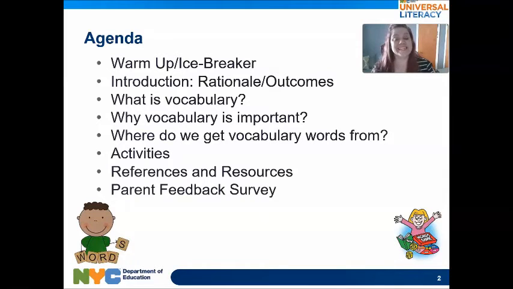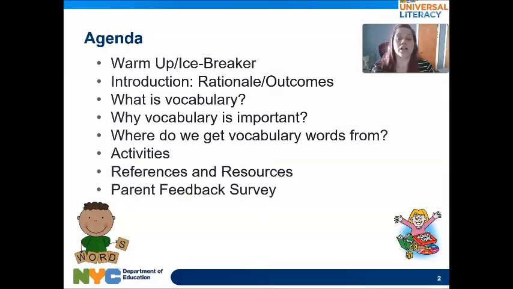Hello. In today's session, we will start by sharing a fun warm-up activity that you can play with your child at home. We will then provide a brief introduction sharing what we hope you take away from this presentation. Following this, we will use an analogy to help you understand exactly what vocabulary is and why it is so important in early literacy. After that, we will discuss how children and families can use the world around us to find words to use to acquire vocabulary.